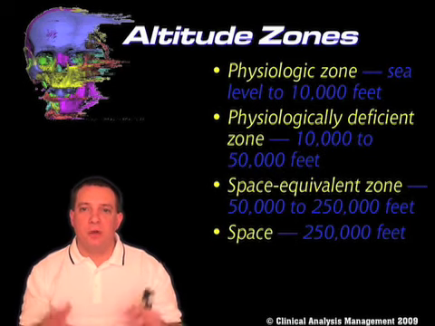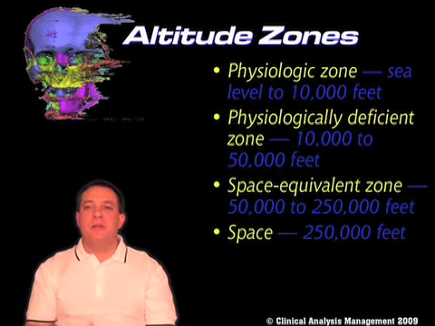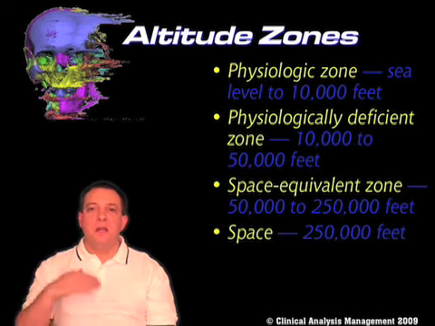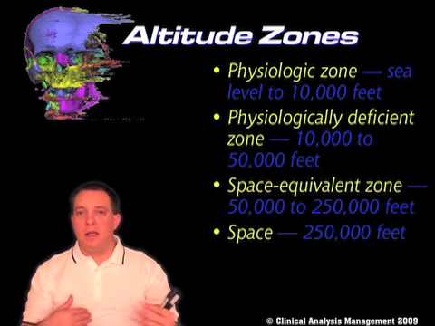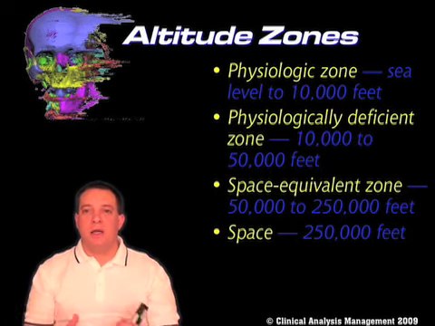We would actually have to be in a pressurized environment to be able to tolerate that altitude safely. Once we get above 50,000 feet, we enter what's called the space equivalent zone, and the space equivalent zone goes all the way from 50,000 feet to 250,000 feet. And in this zone, there's no way for us to survive, not even for a minute, unless we have some artificial environment that we're in, like some kind of pressurized aircraft or some kind of pressurized suit.